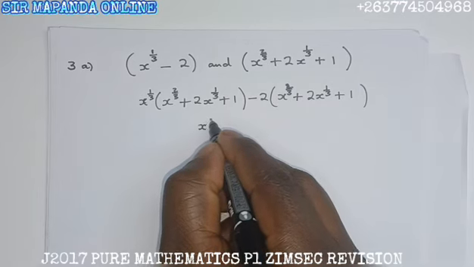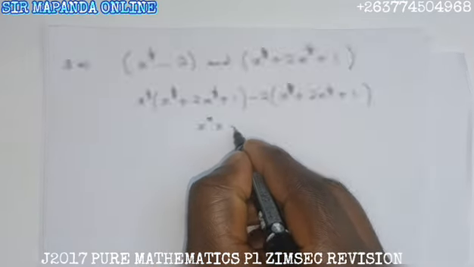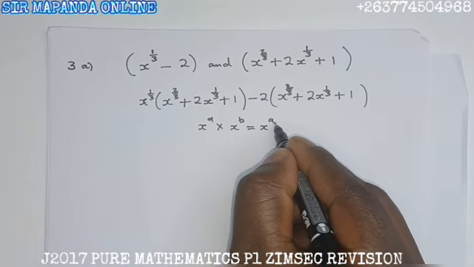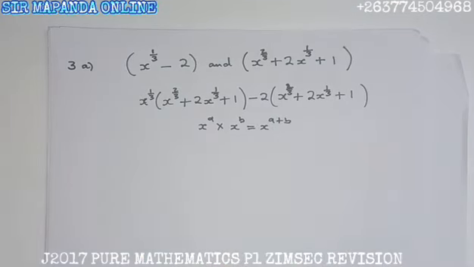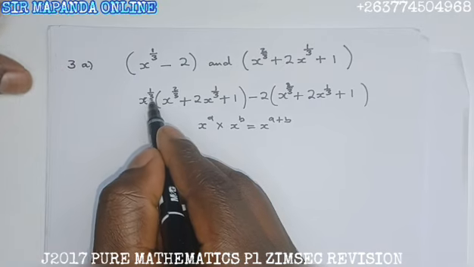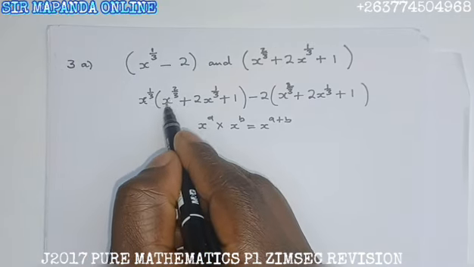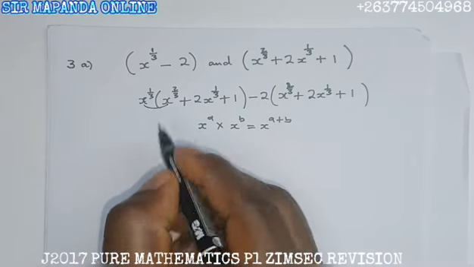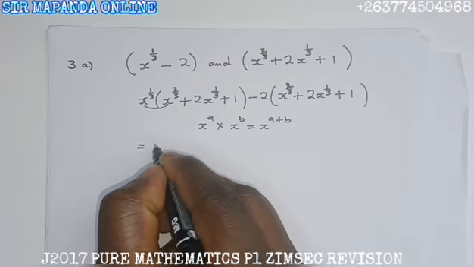According to the product law of indices, if you multiply numbers with the same base, you add powers. Something like this: x to the power of a times x to the power of b is equal to x to the power of a plus b. Multiplying numbers with the same base, you add powers. So x to the power of 1/3 times x to the power of 2/3. These are numbers with the same base, so you add the powers if you multiply the two.